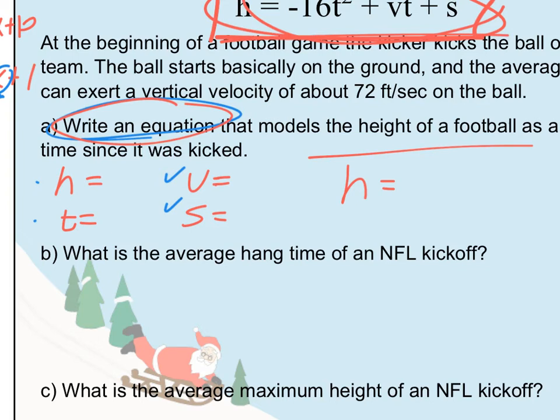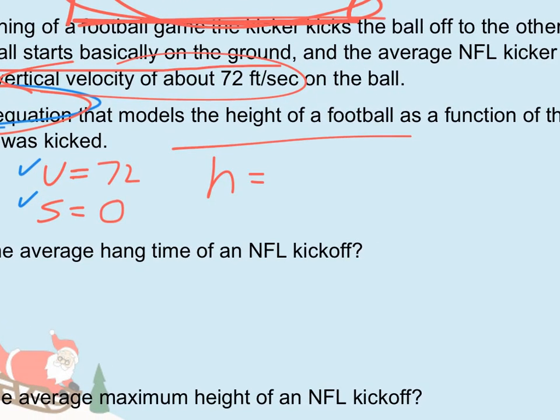Reading through it, it talks about the initial vertical velocity being 72 feet per second, so v is 72. And then here's where we have to interpret a little bit. It doesn't say specifically, but the ball starts basically on the ground, right? It's on a tee, but basically it's at ground level, 0. So the initial height, s, is 0. So my equation now is h equals negative 16t squared plus 72t, since that's the initial velocity.